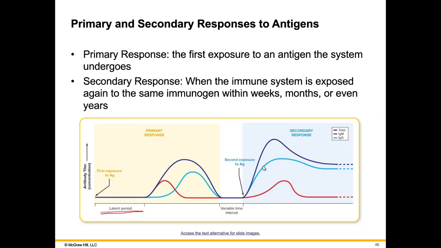We see the antibody titer is much higher very quickly, immediately, compared to over here where we had that latent period. And then it's separated out again, IgM in the red line and IgG in the blue. So again, we're going to have this huge increase of immune reactions via antibody titer in the secondary response versus the primary response.